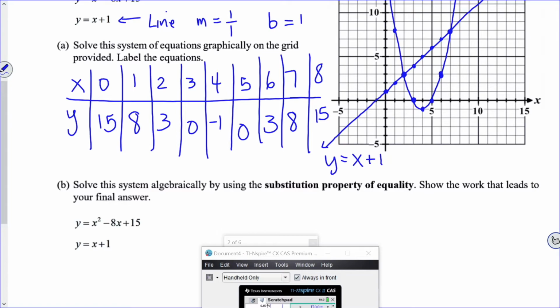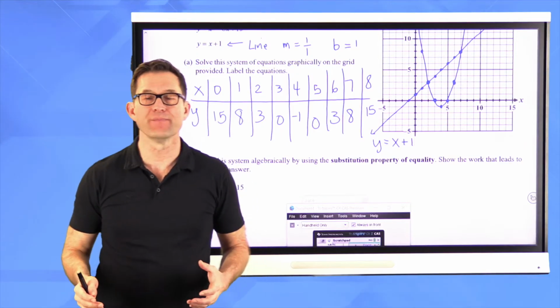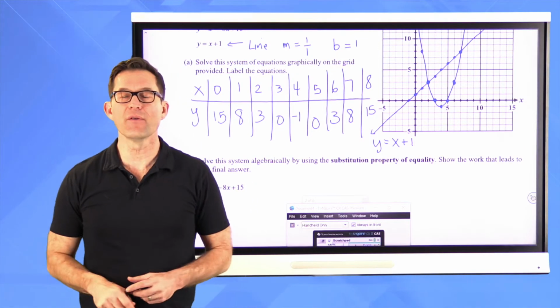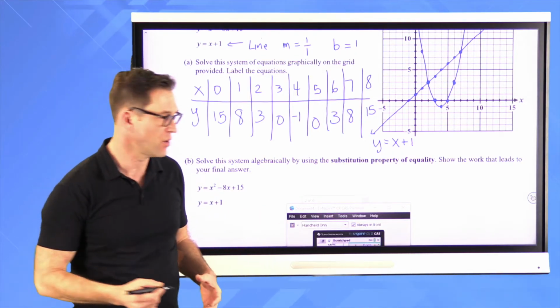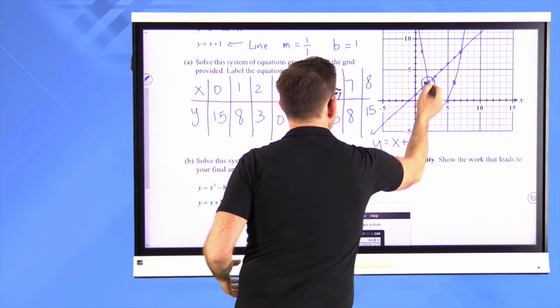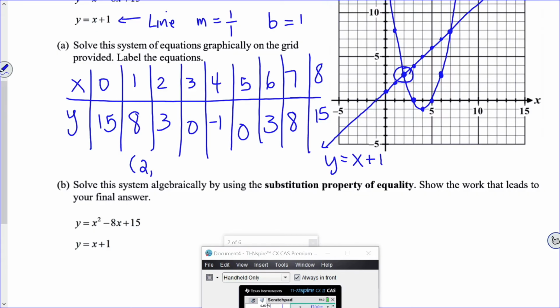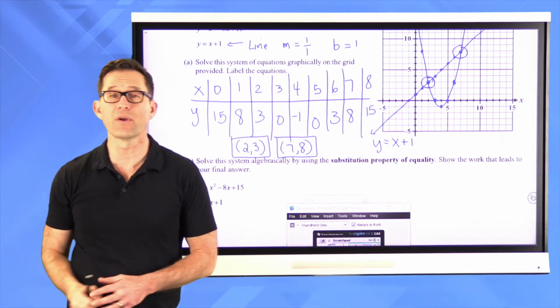All right, now I've got to actually write down my solutions. Now the solution to a system of equations is always where the two graphs intersect, okay? So they intersect here, and that's at the point 2, 3. I apologize, that's going to get lost a little bit. And they intersect right here, which is at the point 7, 8. And that's it, right? There is my system of equations.